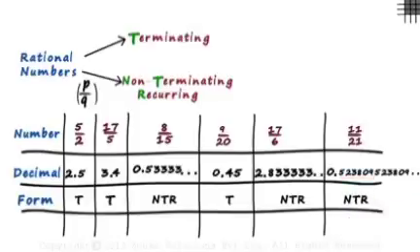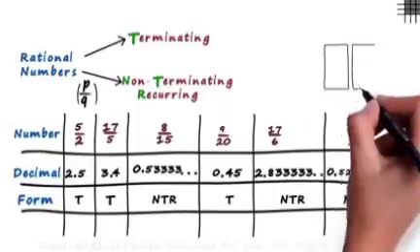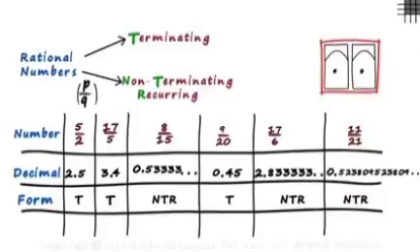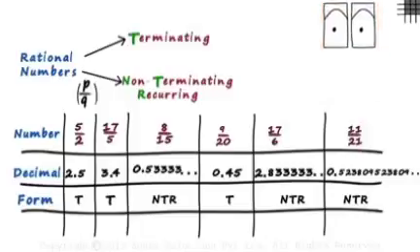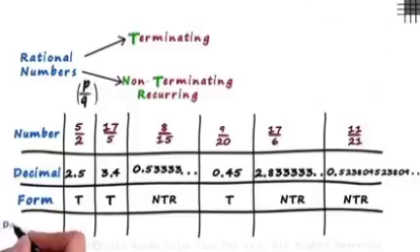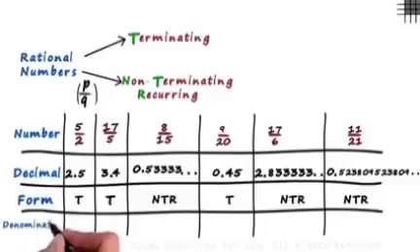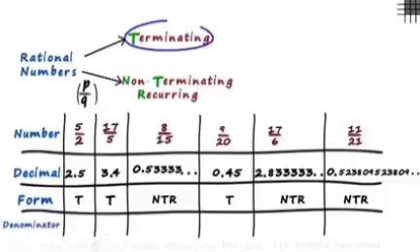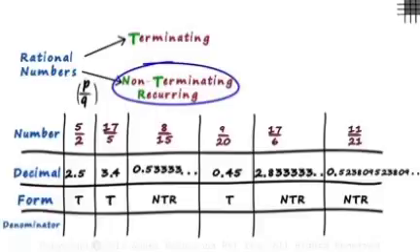Imagine trying to do all of this without a calculator. That's how your eyes would look, stunned. Don't worry, there's a quicker way. All we need to do is look at the denominator. Yes, even if we just look at the denominator, we can figure out if it's terminating or non-terminating recurring.